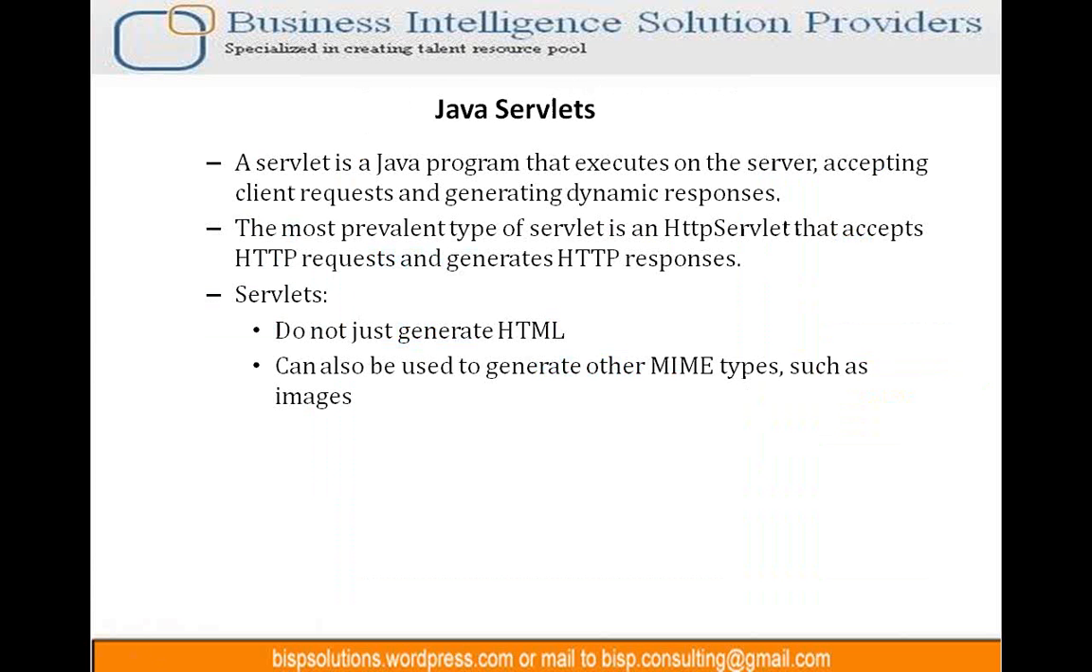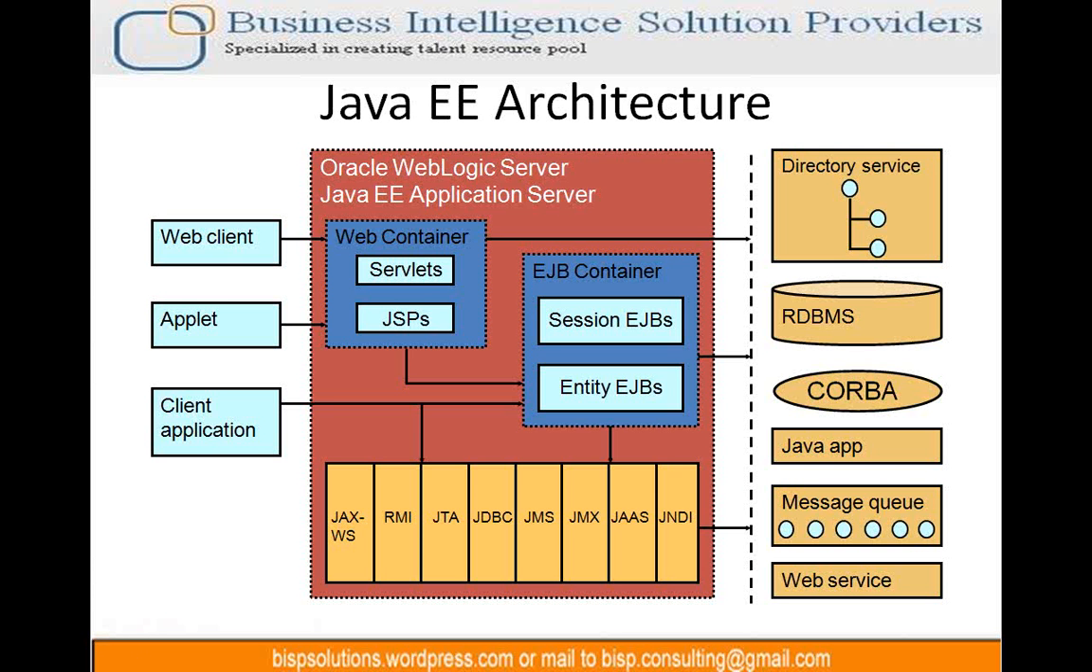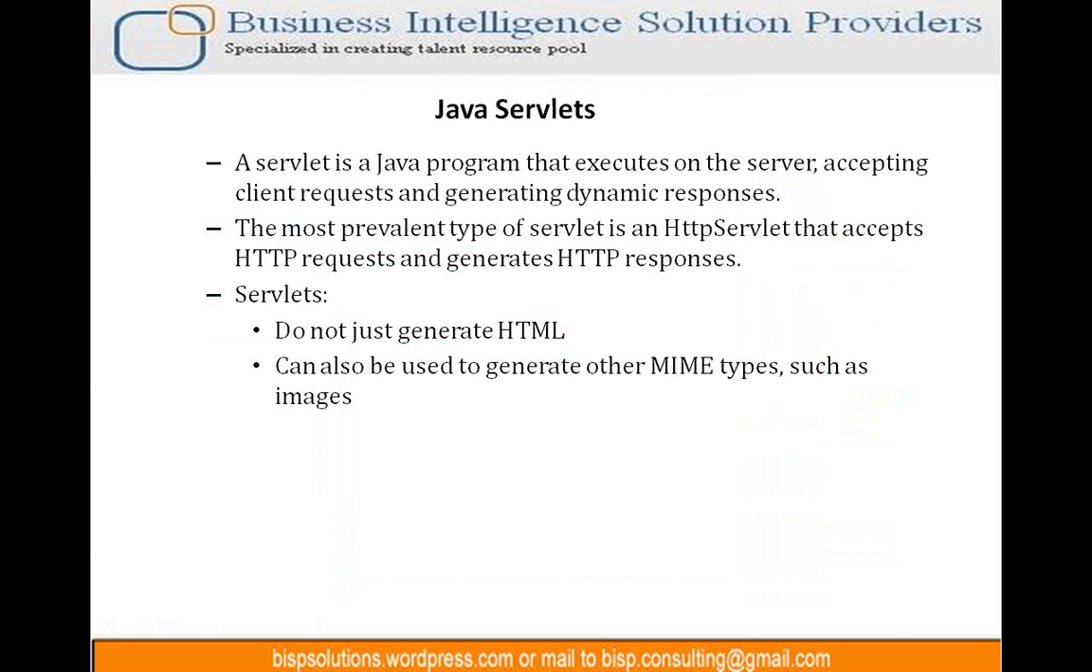So I have certain definitions that I was talking about earlier, where the middle tier contains two containers I was talking about, the web container and the EJB container. So the web container would be handled by the Java servlets. So these are just definitions that I want to highlight.